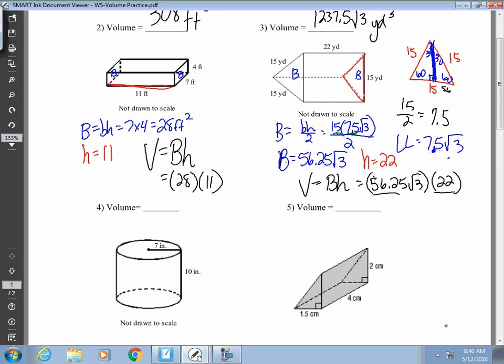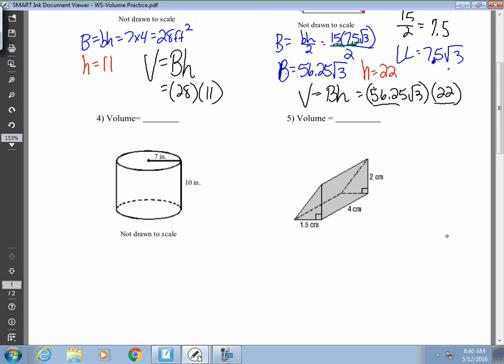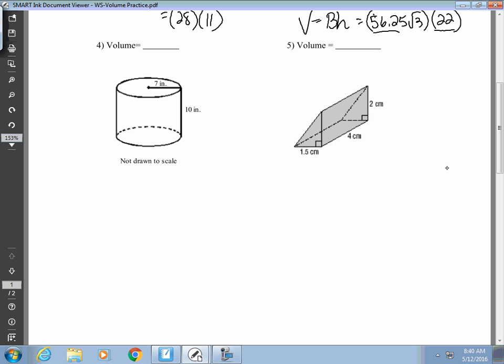All right, now on 4. What shape is 4? Cylinder. Okay, so same. What's our formula? I think it's the same, right? Isn't it BH still? Look on your formula chart. Yeah.